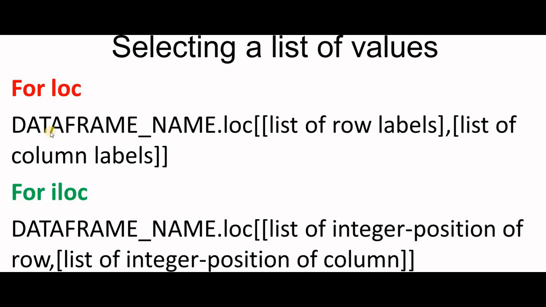If you are using LOC, data frame name dot LOC, and inside the square bracket of LOC, we will write the list of row labels, comma, list of column labels. As we all know that the list is represented by square bracket. Elements will be enclosed in square bracket. And if you are writing command using ILOC, then instead of row labels, we will use the integer position of row and integer position of columns in a list. Now we can go to the program implementation.